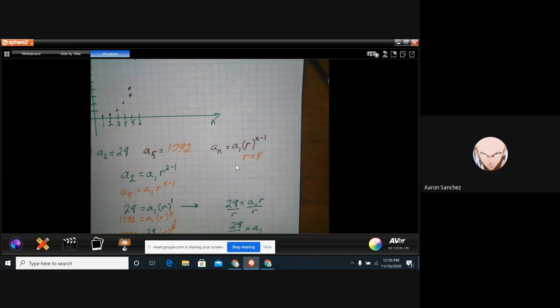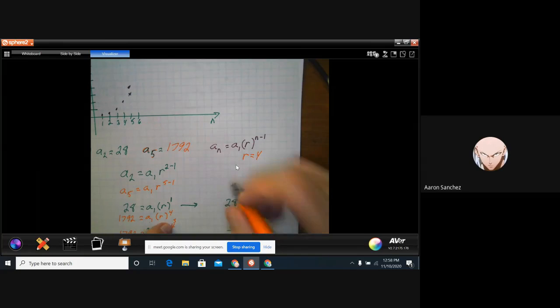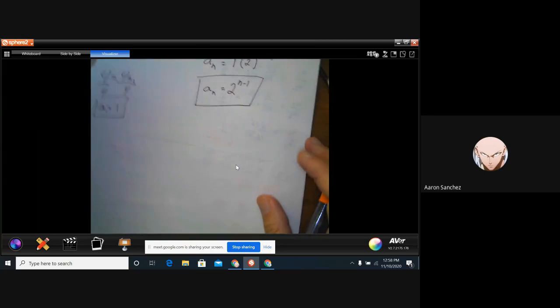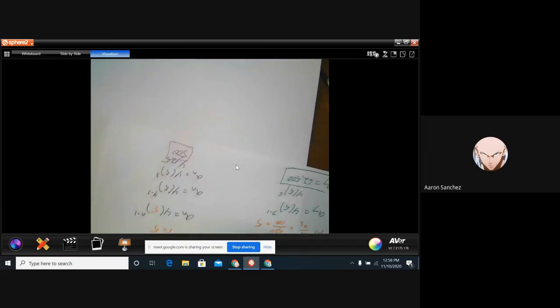I don't think I'm going to fit it. Oh, can I fit it? I think I need a new sheet of paper here. Let me go like this. Let's fold this in half.